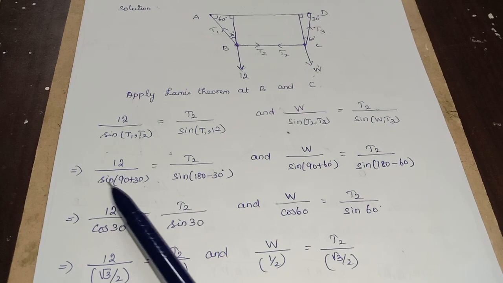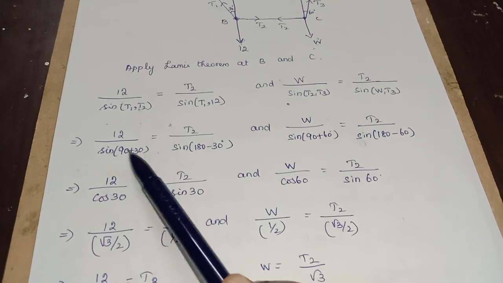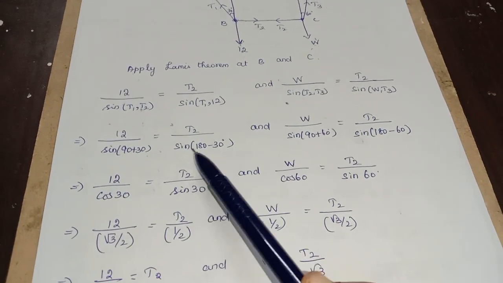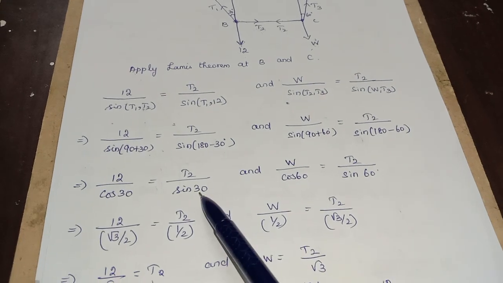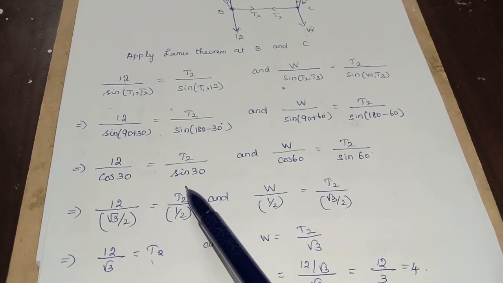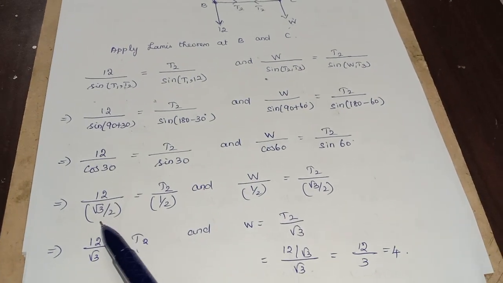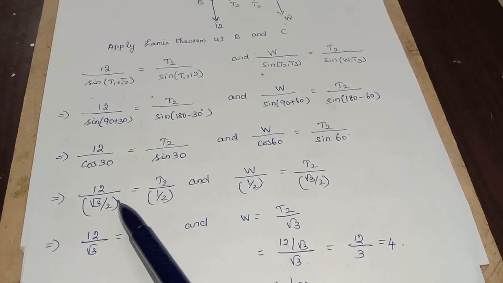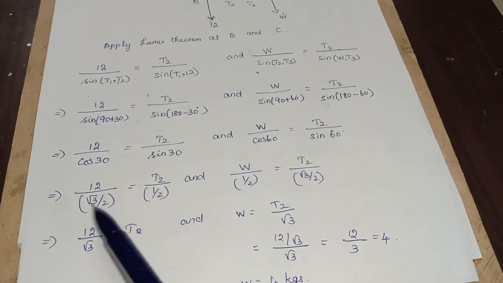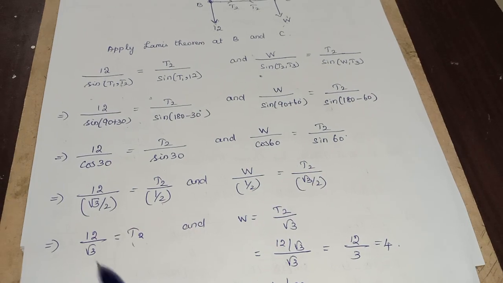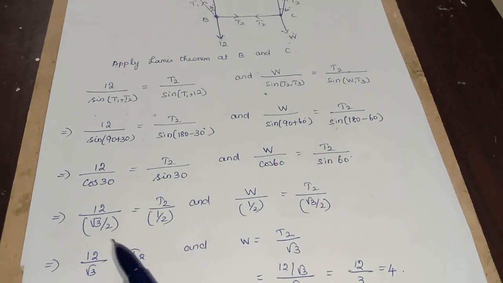So 12 by sine of 90 plus theta, which is cos theta, equals T2 by sine of 180 minus theta, which is sin theta. So 12 by cos 30 equals T2 by sin 30. So 12 by root 3 by 2 equals T2 by 1 by 2. These two get cancelled. So what do I have? T2 equals 12 by root 3. So I found the value of T2 from the first part.